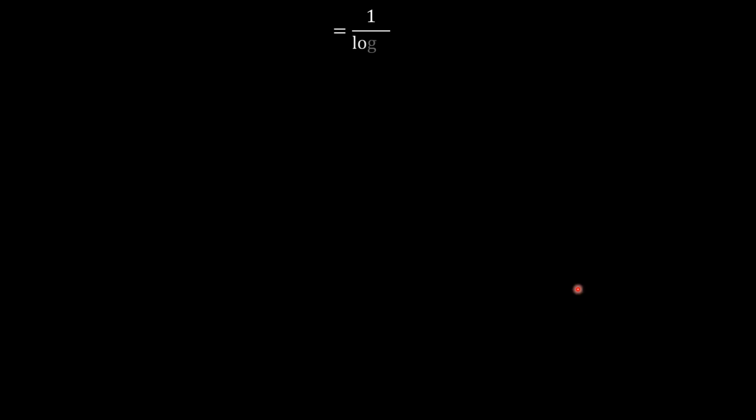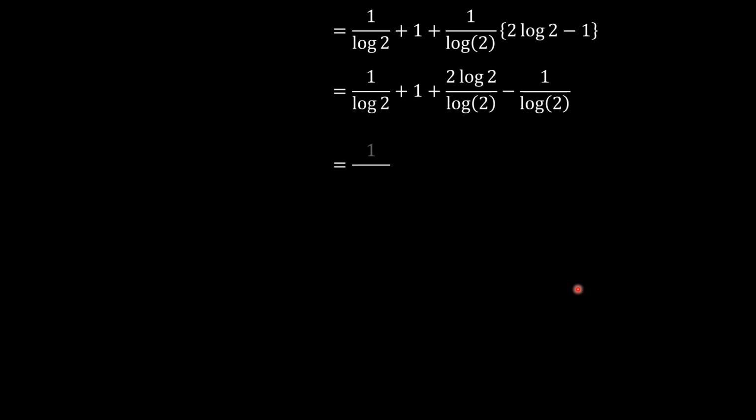And so having that means that we have 1 over log 2 plus 1, and then we have 2 log 2 over log 2 minus 1 over log 2. And so 1 over log 2 plus 1 plus 2 minus 1 over log 2. The 1 over log 2 is cancelled, so we have 1 plus 2, which is equal to 3. And that was the answer that we're looking for.